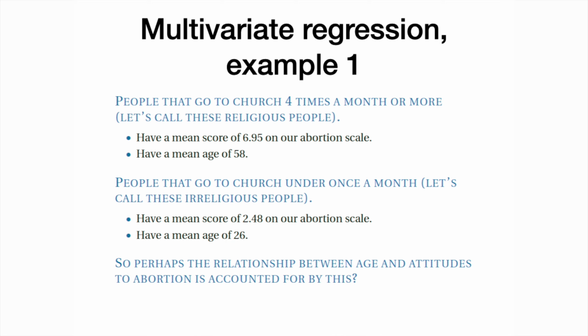If you look at people who go to church less than once a month, we're going to say that they're not religious at all. They have an average score on the abortion scale of about 2.5. And their average age is also a lot younger, 26. So this is the idea that the relationship between age and attitudes towards abortion is accounted for because younger folks are less religious, older folks are more religious, and that's doing the work on attitudes towards abortion.